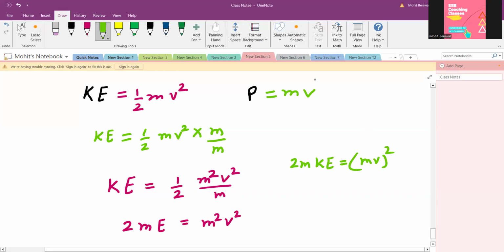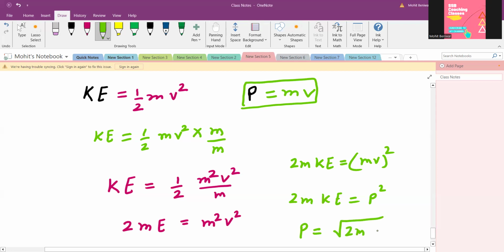But see here, m and v, when they are multiplied, it becomes p. So it is p square basically, or you can say p is square root of 2m kinetic energy. Now this is the mathematical relation. Now how can you use this relation to solve some numericals? Let's see.